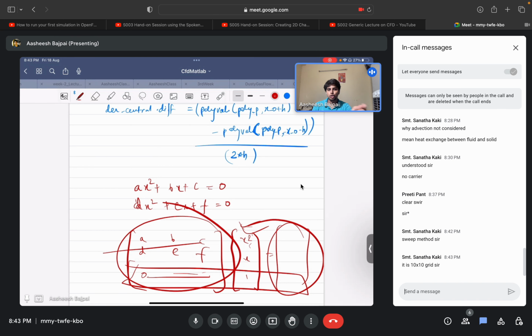You need to sweep it: solve one equation, replace that, then sweep it, the same line, and then again. So it's a repetition, an iterative process. That also you can do in MATLAB by defining loops. But yeah, I will explain that.